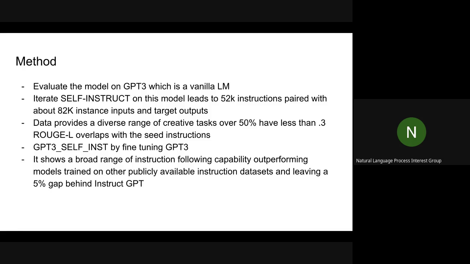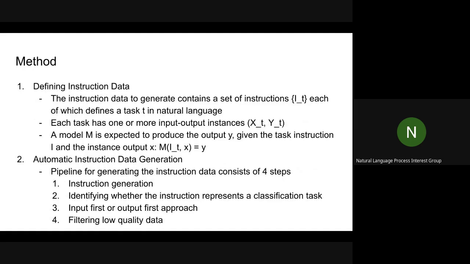So for GPT-3 Self-Instruct, they create this model by fine-tuning GPT-3 on the data set they've created. It shows a broad range of instruction following capability, outperforming models trained on other publicly available instruction data sets and leaving a 5% gap behind InstructGPT. And the way they actually prune it is not very fancy. It's really just that they are getting rid of any examples that have more than 0.7 overlap with the seed instructions. So that's how they filter through it.